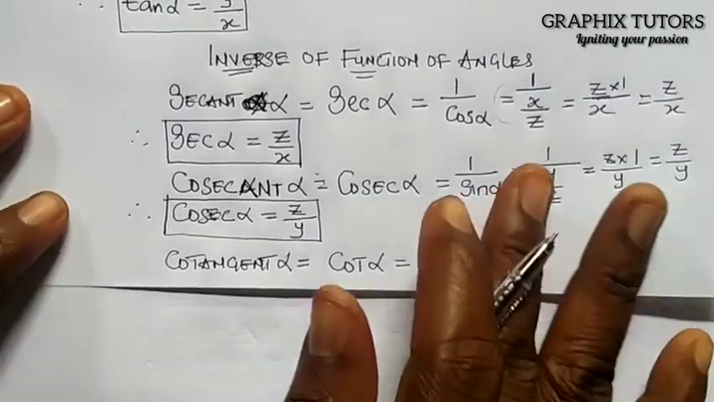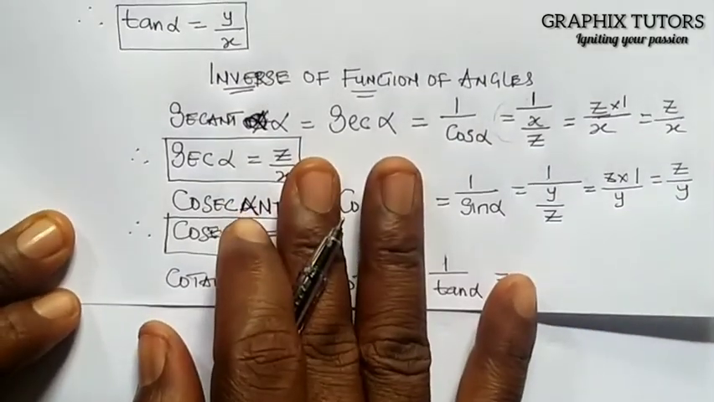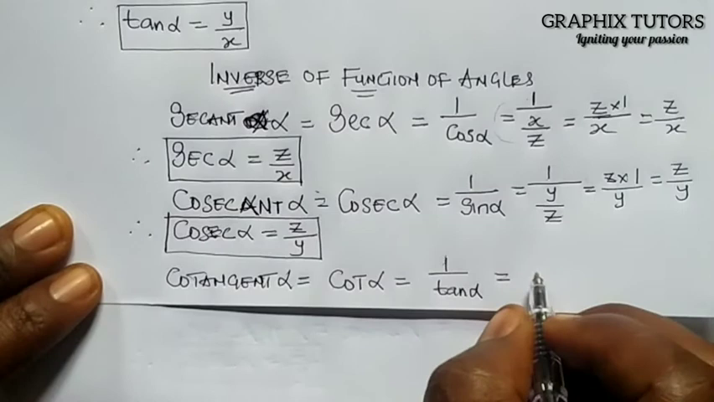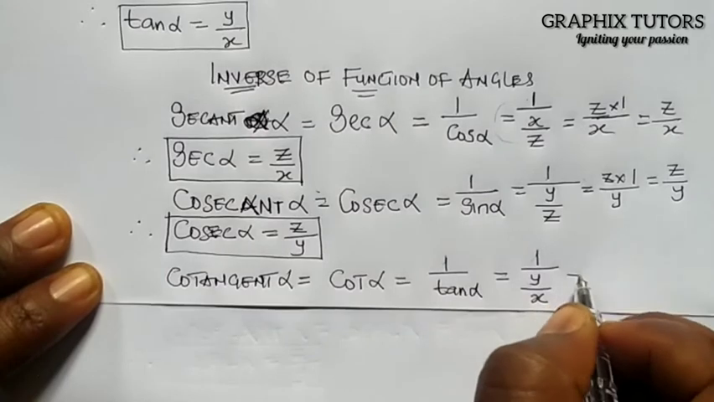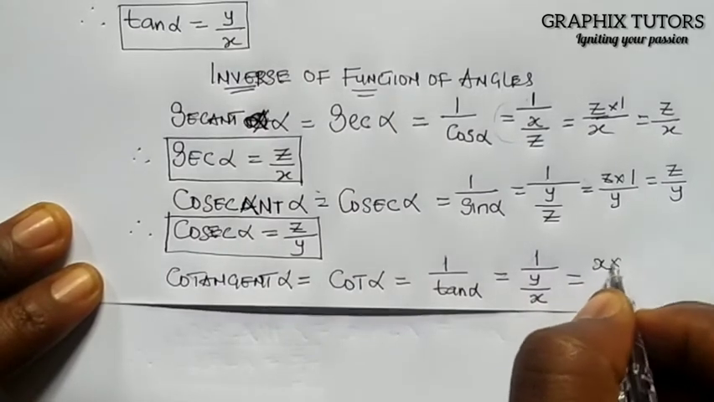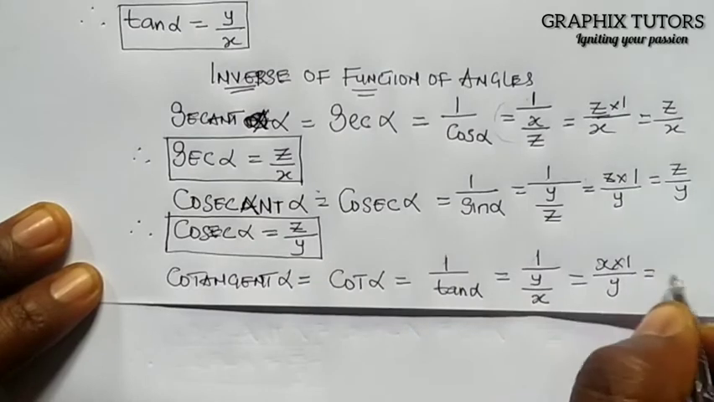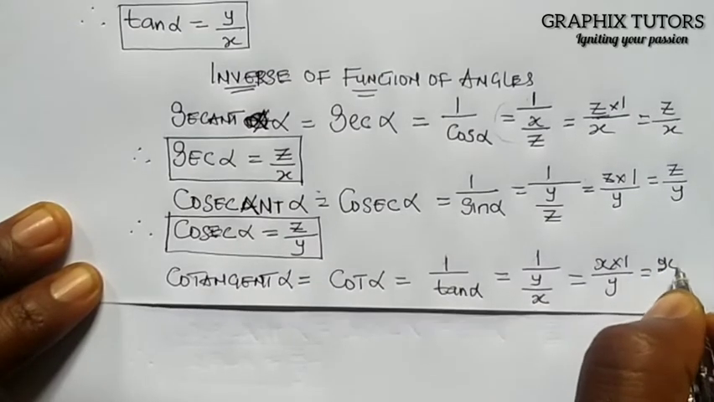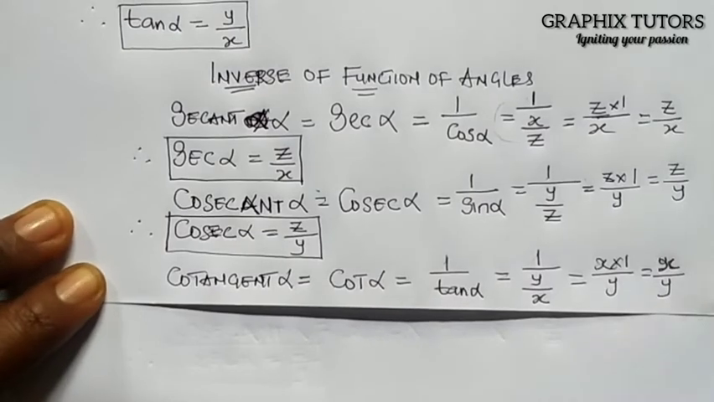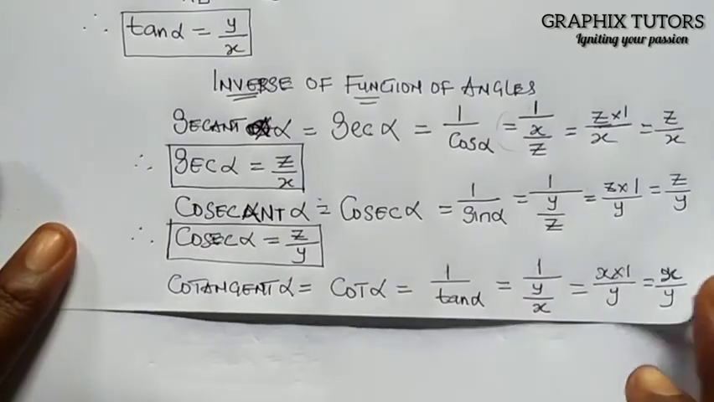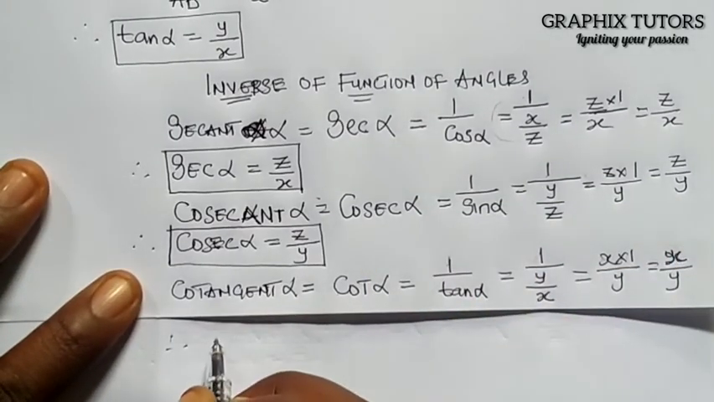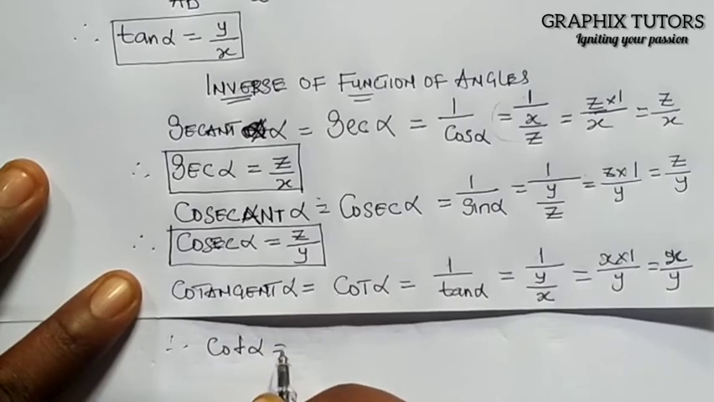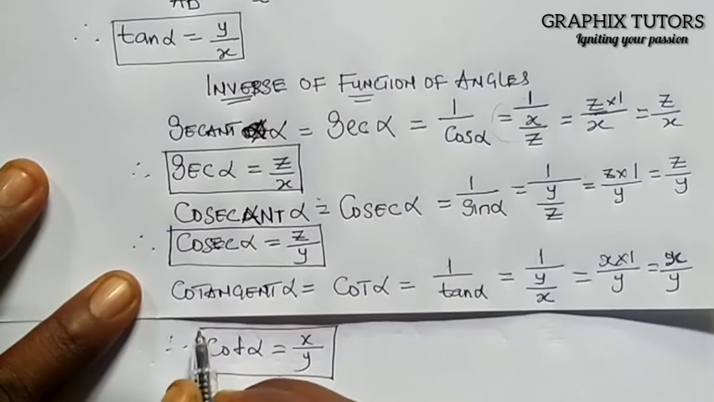And what is our tan alpha? If you look, tan alpha is y over x. So I'll be having 1 all over y over x. And this is simply saying x times 1 all over y, and that will give me x all over y. Are we good? So we'll say that therefore our cot alpha is equal to x all over y. So this is what we're having, right?